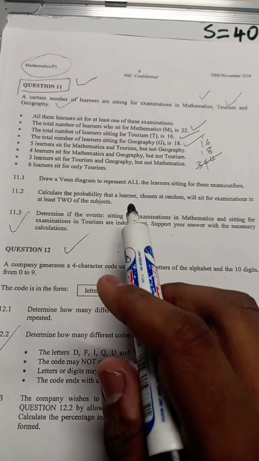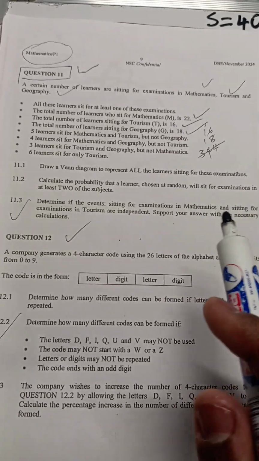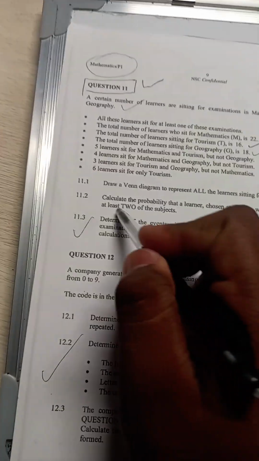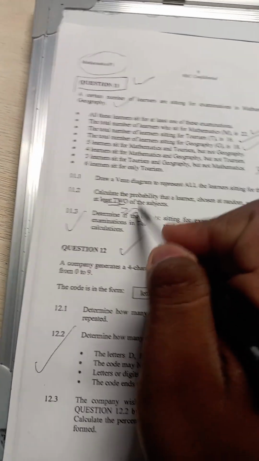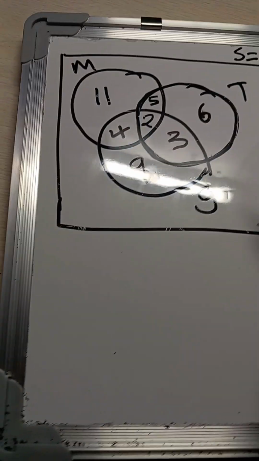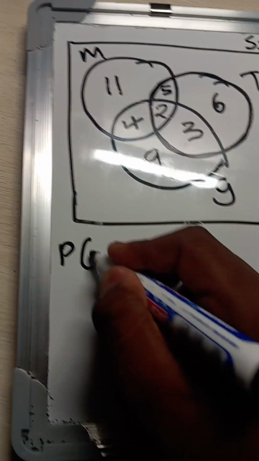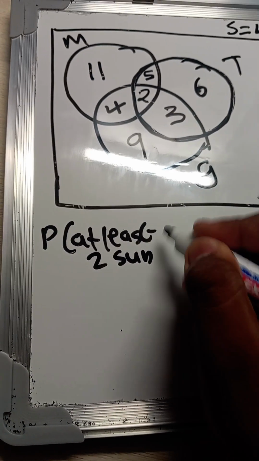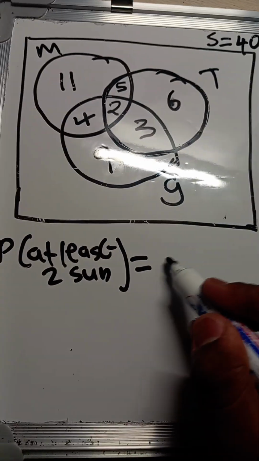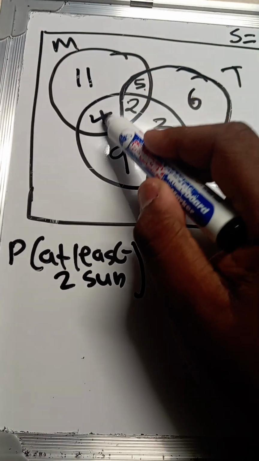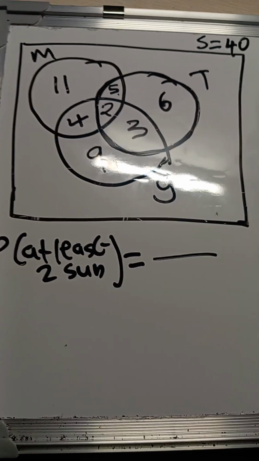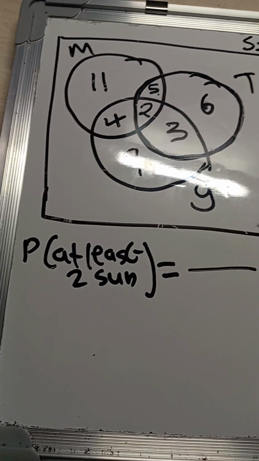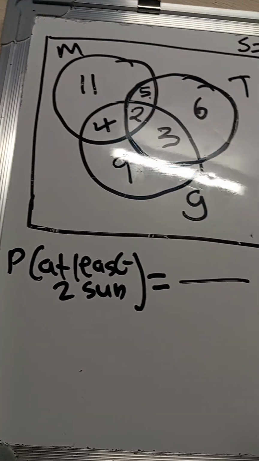Calculate the probability that a learner chosen at random will sit for an examination of at least two subjects. When they say at least two subjects, they mean greater than or equal to two subjects. So the probability of at least two subjects is equal to 5 plus 4 plus 2 plus 3. Why am I saying that? They said a learner sits an examination for at least two of the subjects.